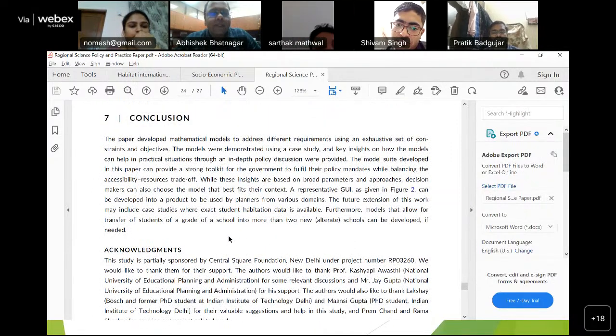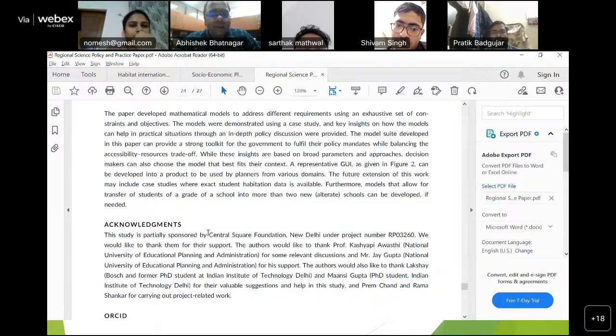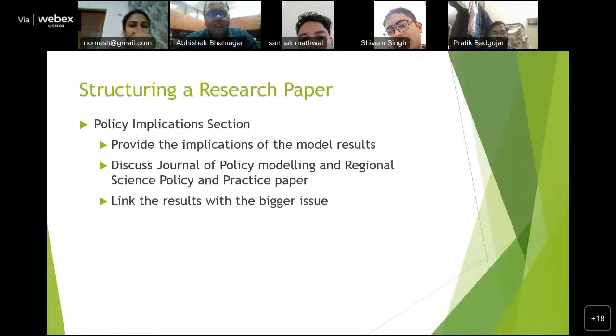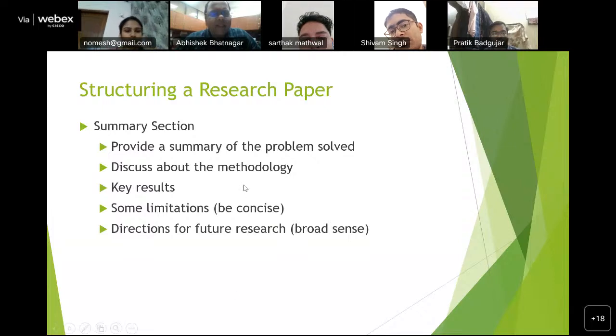And last is your conclusion section. So don't write a very large number of pages in the conclusion. Just half or one page of conclusion is sufficient if you have written the policy implication sections well. And in the conclusion section you can just say some future directions of research. So summary or conclusion, you can name it any way you like.